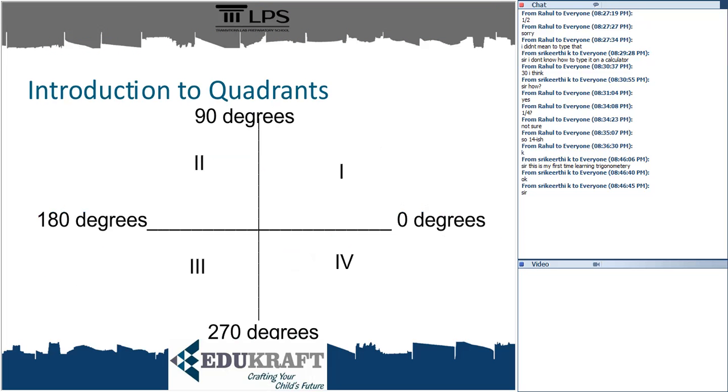Okay, now look at these quadrants. Most students will be aware of the first, second, third, and the fourth quadrant. And if I'm going anti-clockwise, that means if I'm going like this in the anti-clockwise direction from the first quadrant to the second quadrant to the third to the fourth, then in the first quadrant, the angle is going to be between 0 and 90. That means the angle is going to be an acute angle.